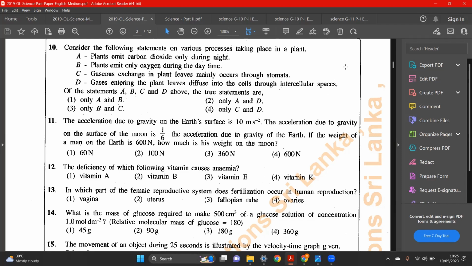You have a certain amount of stomata in the stems as well, especially the green color stems. They do have a bit of stomata, but it's prominent in the leaves. So statement C is true.